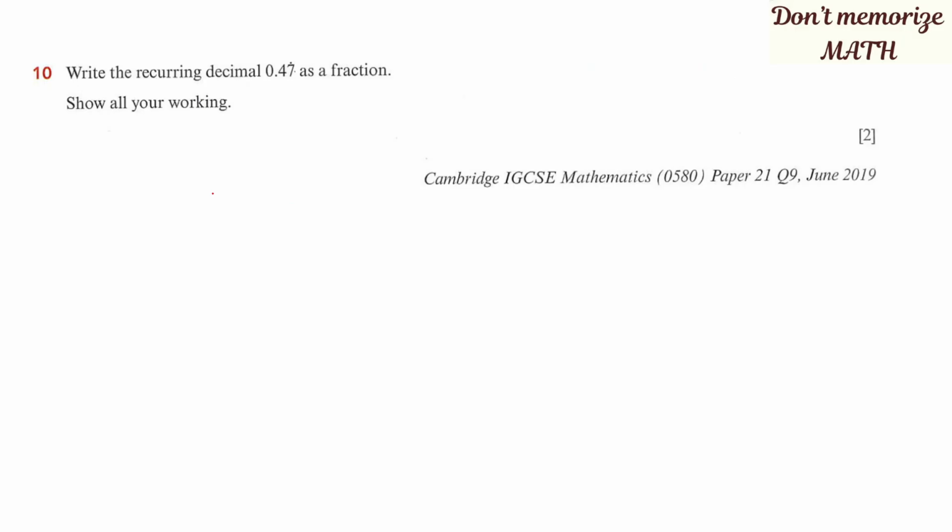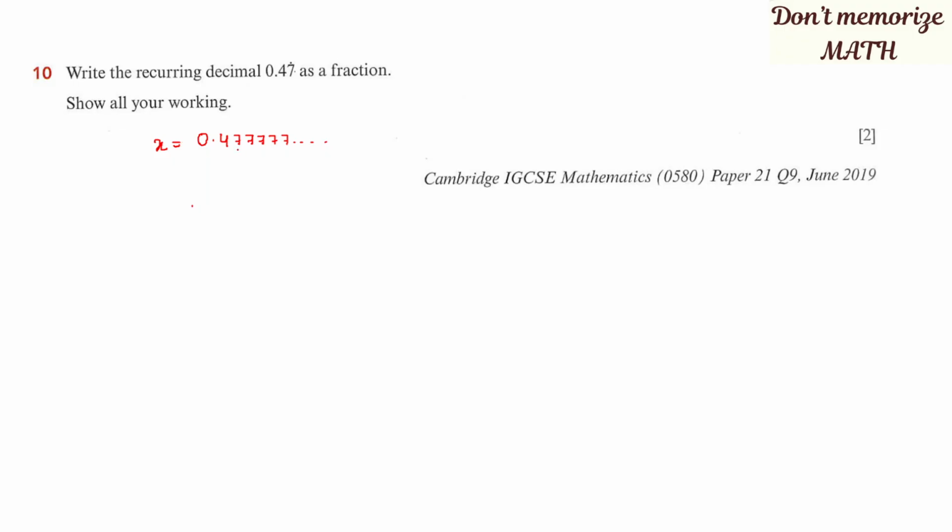Question number 10. Write the recurring decimal 0.47 with a dot above the 7 as a fraction. So what do you mean by this? A dot above 7 means the 7 is repeating. Okay, this is a recurring decimal. So for a recurring decimal, always take the number as x.